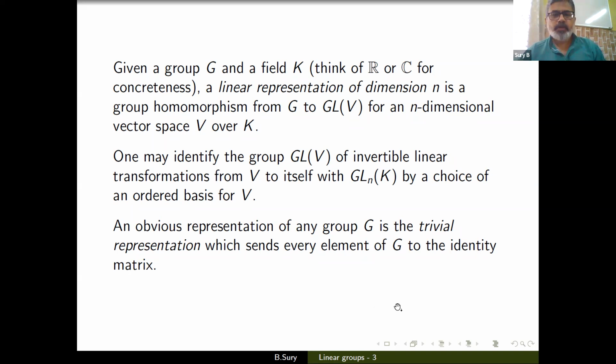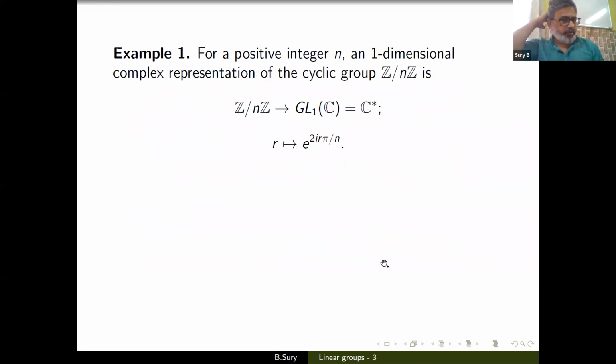Okay. So first example, for a positive integer n, a one-dimensional complex representation of the cyclic group of order n. So just send 1 to e^(2πi/n). It's a group homomorphism. That means 1+1 will go to e^(4πi/n), etc. So a primitive nth root of unity you can send it to. So this is a homomorphism. This is a representation of dimension 1.